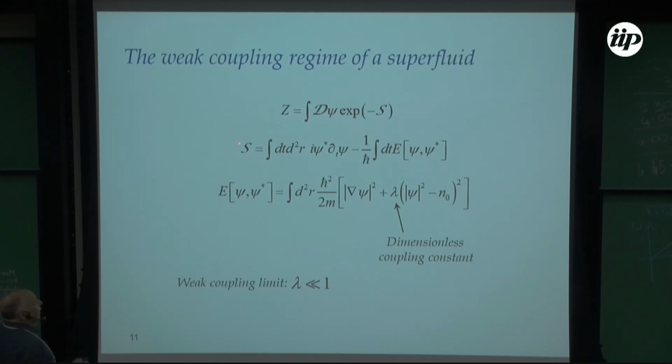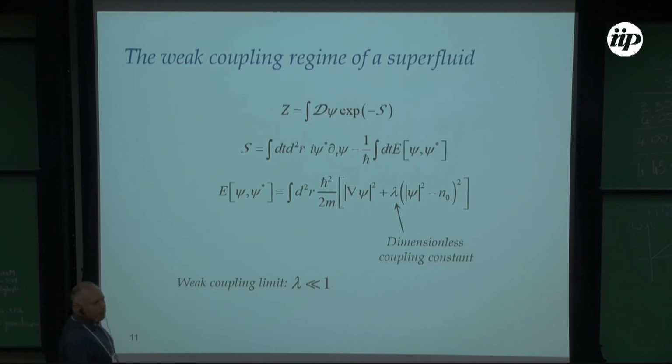And the action which we have here has some time dependence and some part of the energy. And the energy is this Gross-Pitaevsky action, if you want, or energy gradient of psi square. And here there is lambda, which is the dimensionless coupling constant. You can see that it is dimensionless. And there is psi square minus n0. N0 is the average density. Okay, so this is what we have.